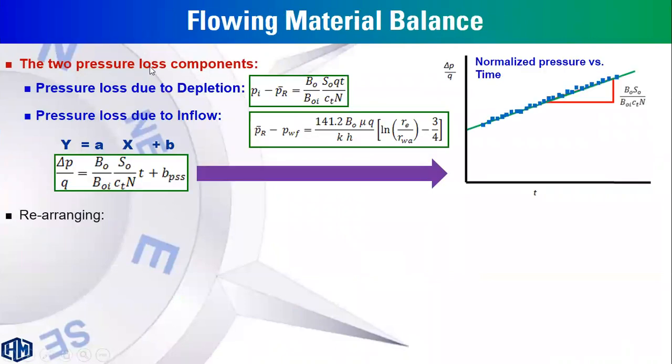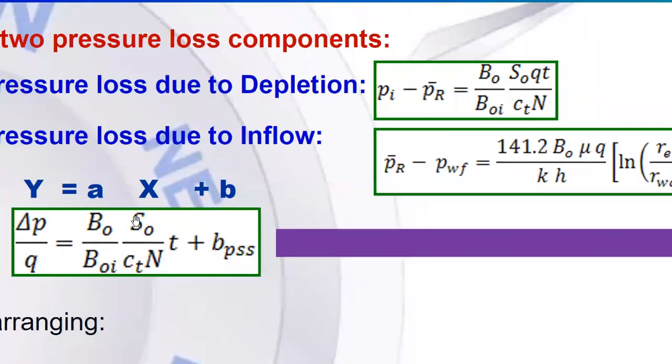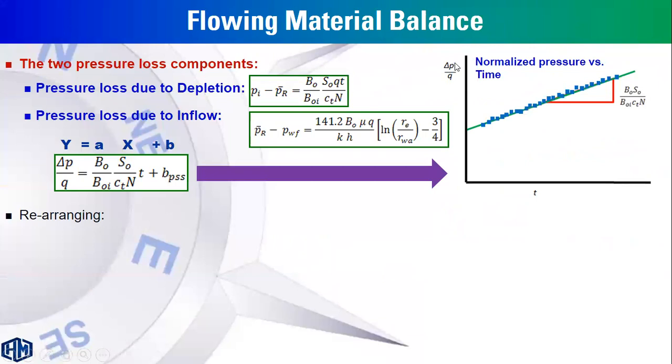So we have two pressure loss components: the pressure loss due to depletion, defined by Pi minus Pr, and the pressure loss due to inflow, which is Pr minus Pwf. We can rearrange this equation into a straight line equation, y equals ax plus b. So we can plot this relationship, the ratio of dP over Q, which is the rate normalized pressure, against time.